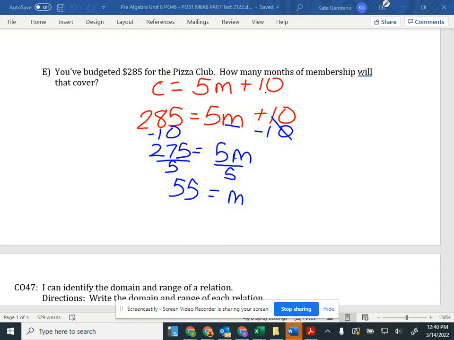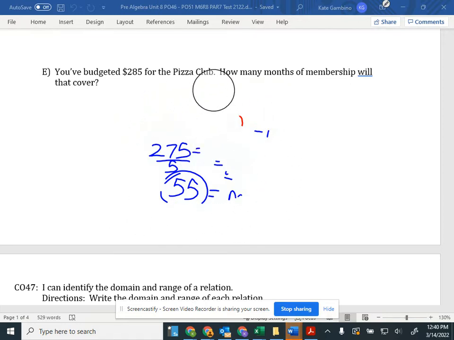Again, there were a lot of us that forgot that there was that plus 10. So you always go back to the original equation. Can't forget that. There were a lot of people who said 57 months because we forgot that we had a $10 membership fee. Any questions on that one? All right. Let's look at our next objective.